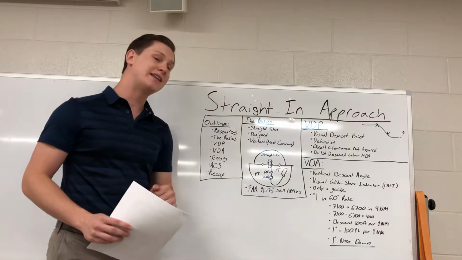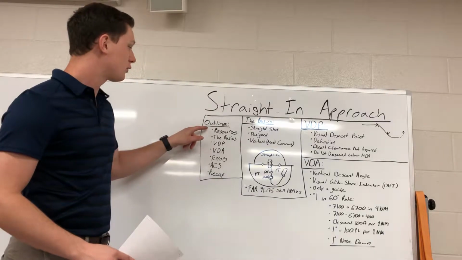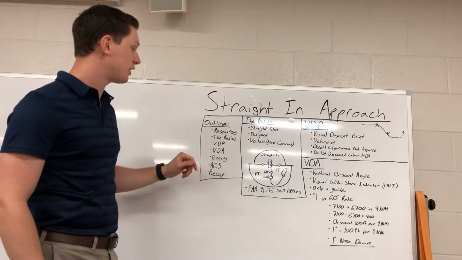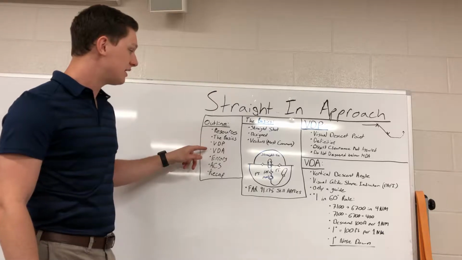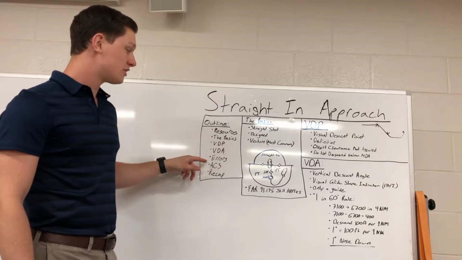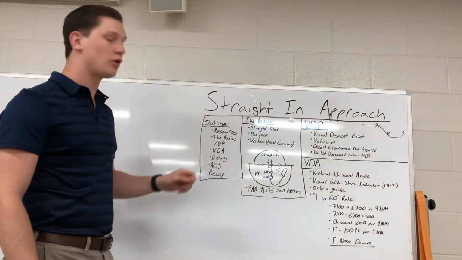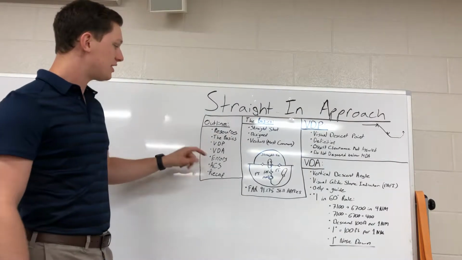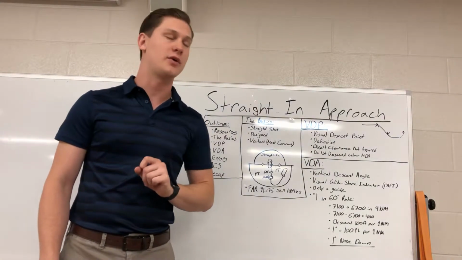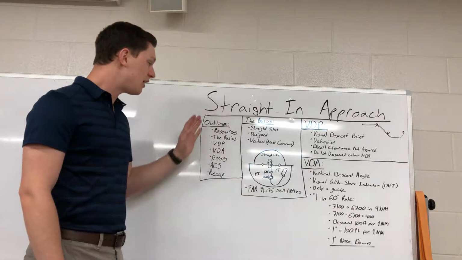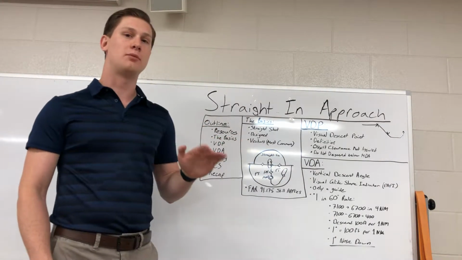So let's go ahead and get into this. We're going to start by looking at the outline today. We're going to go over the resources, some of the basics of the straight-in approach, a VDP, VDA, errors, ACS standards, and then we're going to recap. Now you'll notice that I didn't say common errors, but I'll get to that when I get there. So now we've talked about the outline, let's go ahead and jump right into this.